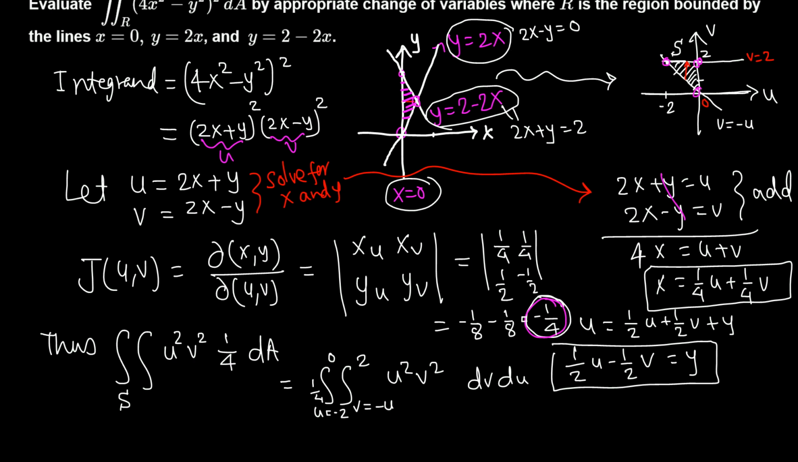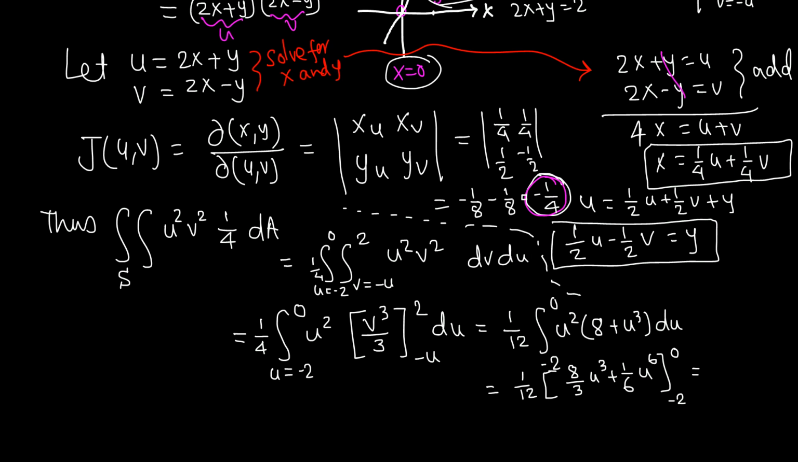I'll just do the integration here, regular integration: integrate, plug in the upper limit and lower limit, distribute, and simplify. So the final answer will be 8/9.